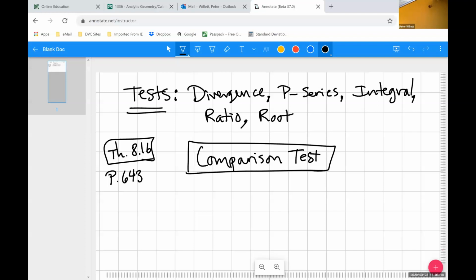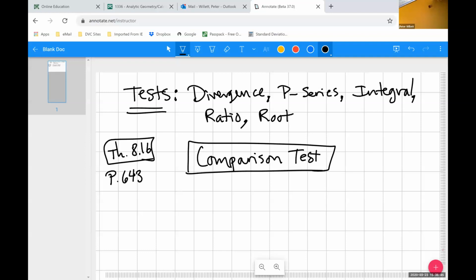Similarly, if I had a series that I already knew converged and I'm looking at a new series and the terms of my new series are smaller than the series that I know converges, well, then they have to converge as well, because if it's less than something which is known to be finite, it must also be finite. So that's the idea behind the comparison test. Here's how that is written.